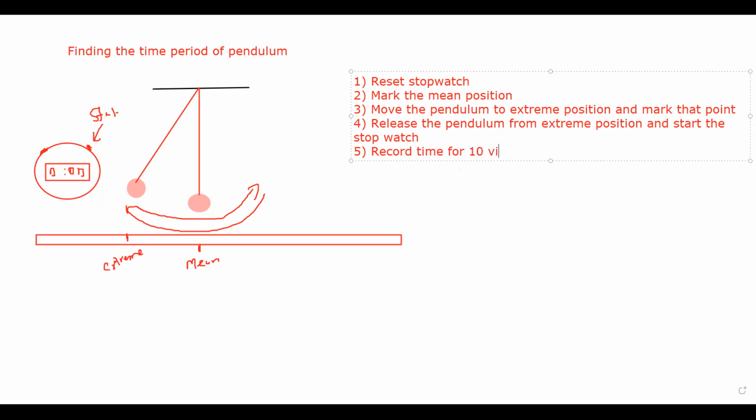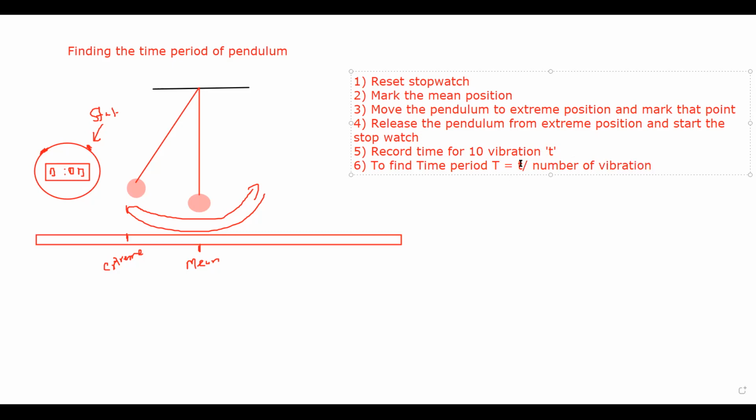It can be any number, like I am doing for 10, you can do for 20 or 15. So record the time for 10 vibrations and call that time small t. Then to find the time period, the time period T is equal to the time for vibrations divided by the number of vibrations.